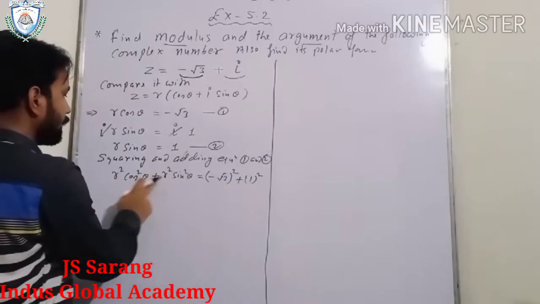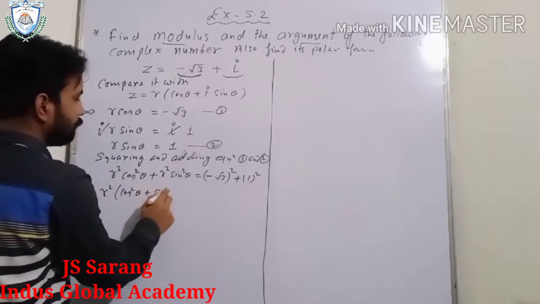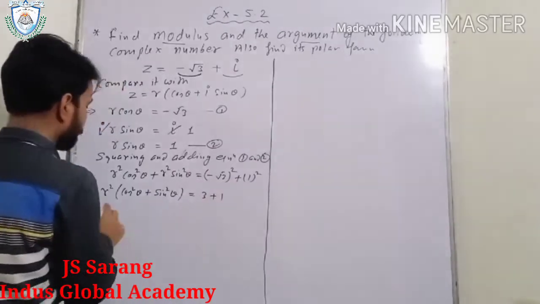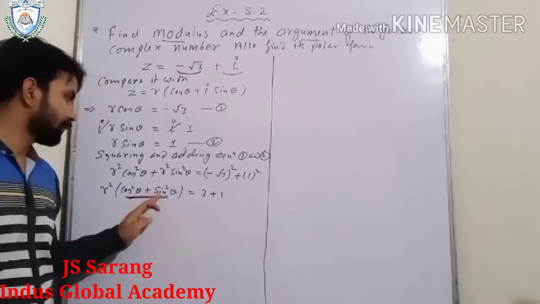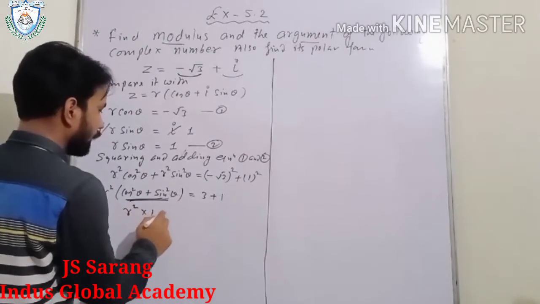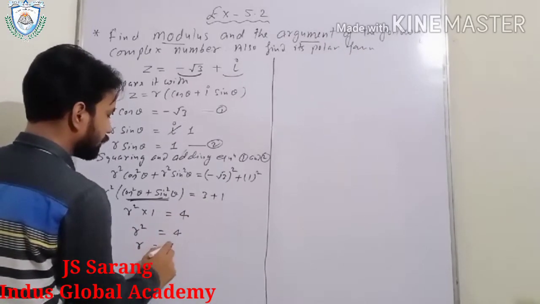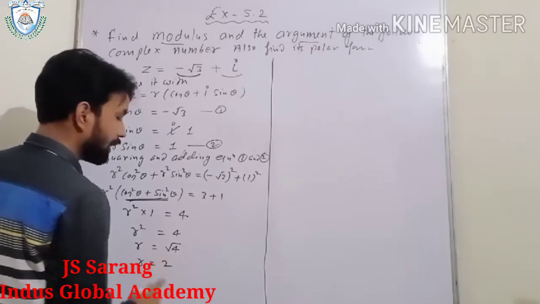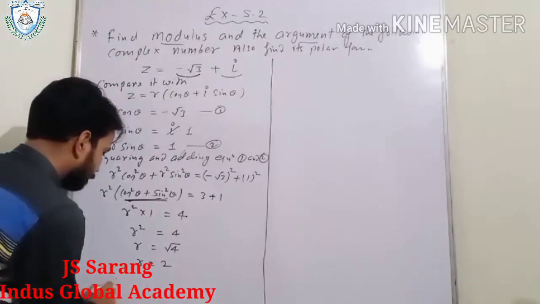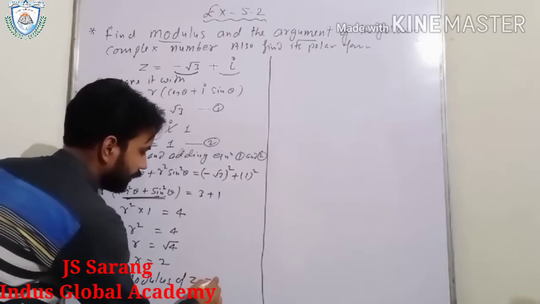Now from here r square is common. So what is left? Cos square theta plus sin square theta equals minus root 3 square, which gives 3, plus 1 square, which is 1. The value of sin square theta plus cos square theta is 1. So r square into 1 equals 3 plus 1, which is 4. So r square equals 4, r equals square root of 4, then r equals plus minus 2. But modulus is always positive, so the value of r is 2. Hence modulus of z equals 2.